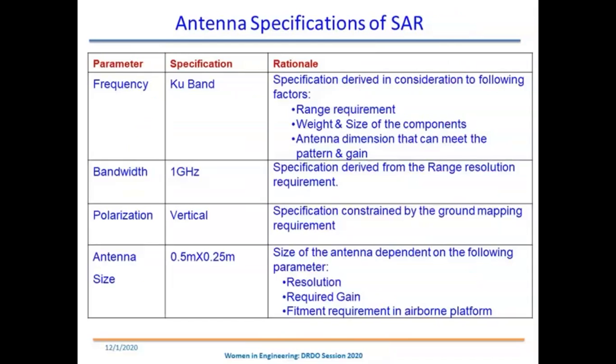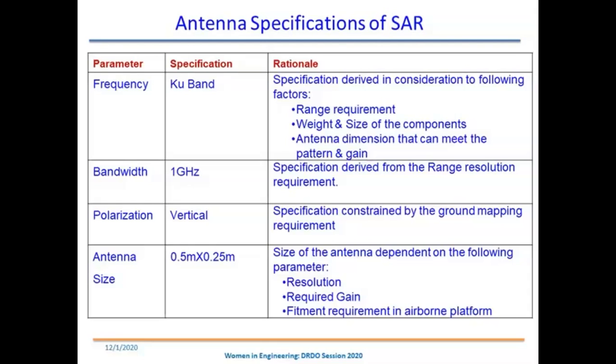Let me give some of the parameters that I just mentioned earlier, and also the rationale on which these specifications are derived for a particular case. For example, the antenna that I am going to show is at Ku band. This frequency has been chosen because of the range requirement and the weight and size of the component. Since this has to be on an airborne platform, they want more gain.